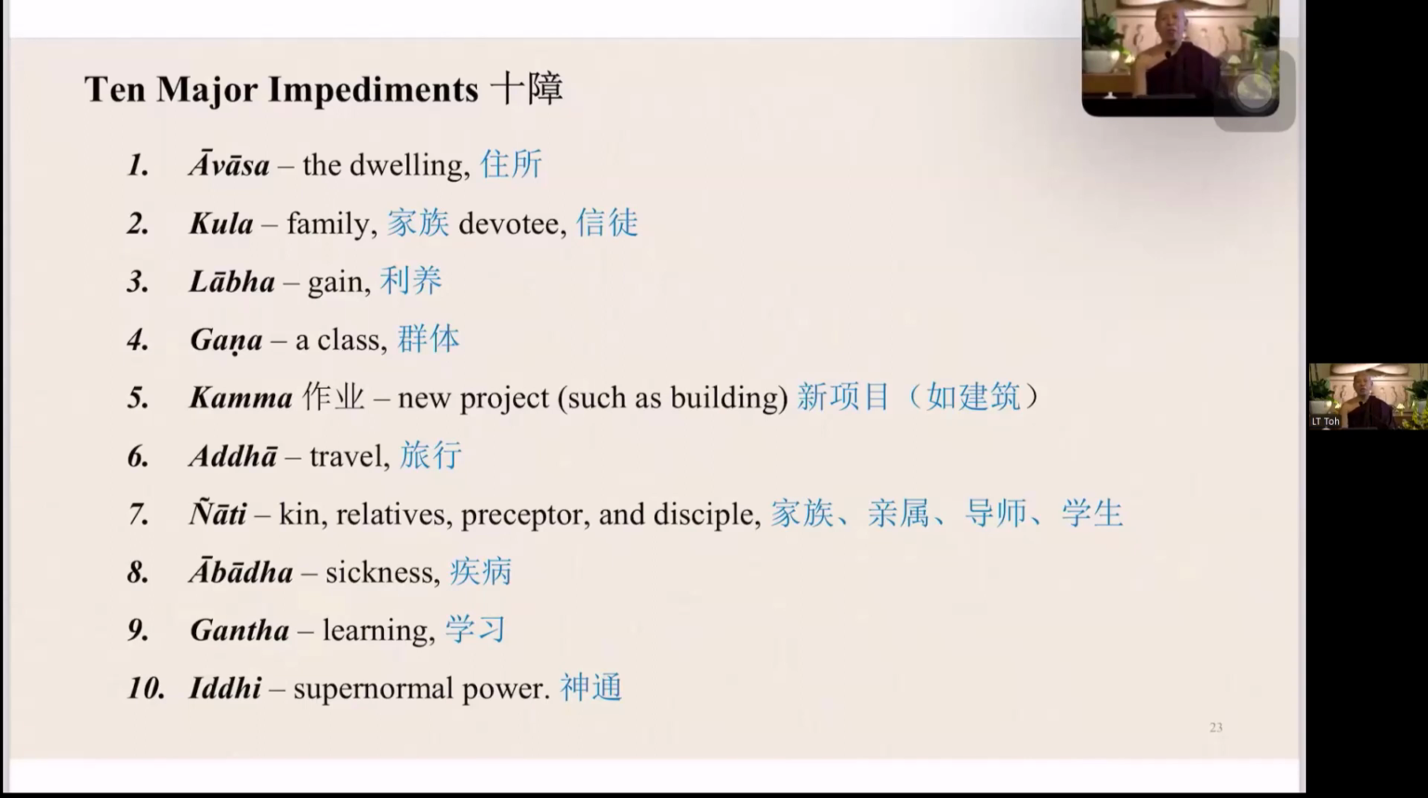Anyway, that means devotees and bhikkhus, we also have some difficulty. The main thing is, if we are busy for families and busy for devotees, we cannot meditate. This is also called an impediment. This is a major impediment. Another thing is lava, gain.